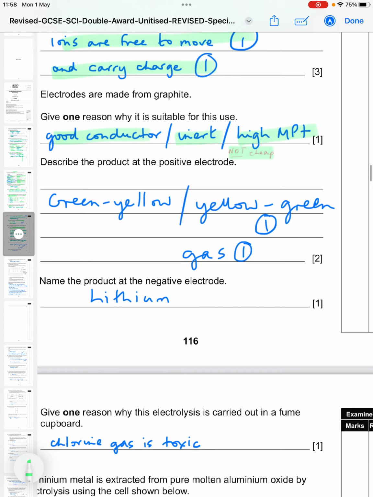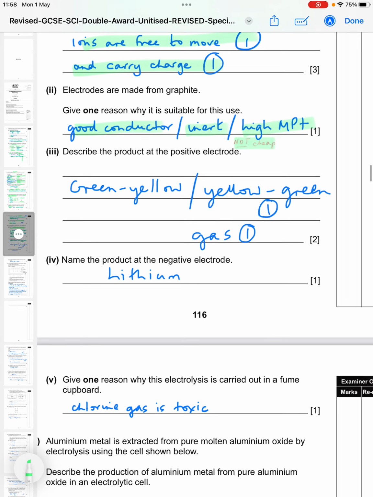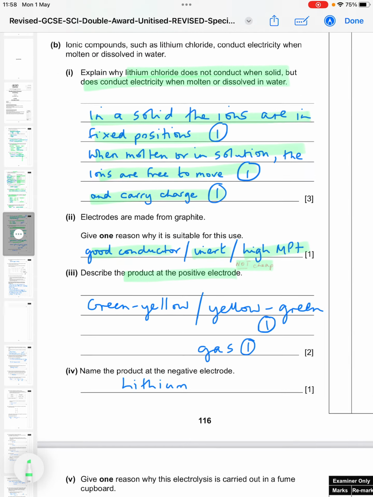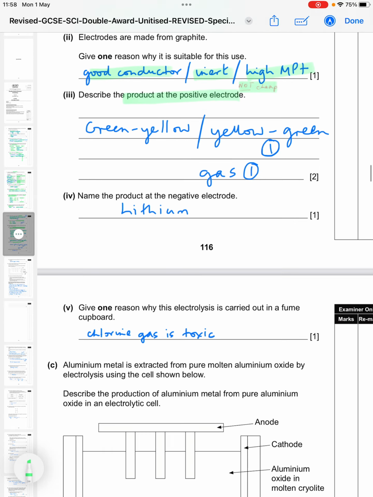Now you see here, not cheap. The mark scheme specifically said not to include that. So think of it like a chemical property which is suitable. Then describe the product at the positive electrode. So the positive electrode is going to be the chloride ion, it's lithium chloride.